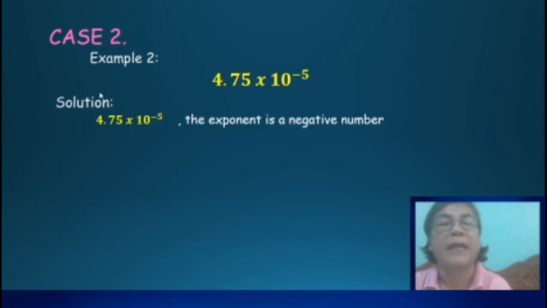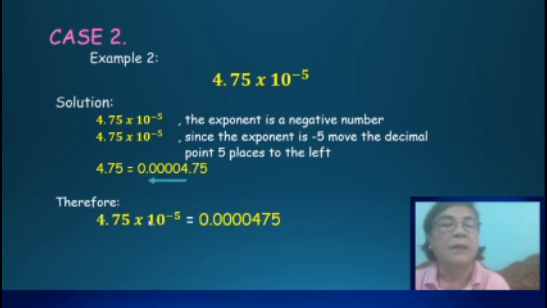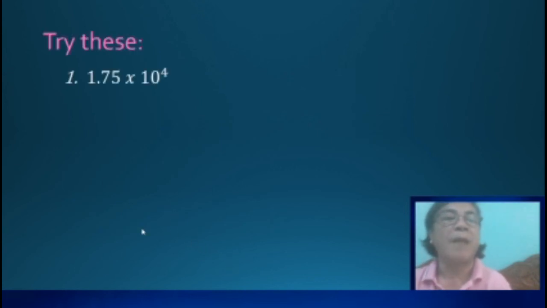4.75 times 10 raised to the negative 5. So here, the exponent is negative 5. So the decimal point is there. So we move it to the left. How many times? 5 places. So 1, 2, 3, 4, and 5. So our final answer in the standard form of 4.75 times 10 raised to the negative 5 is 0.0000475.